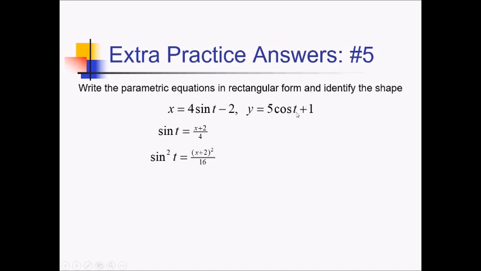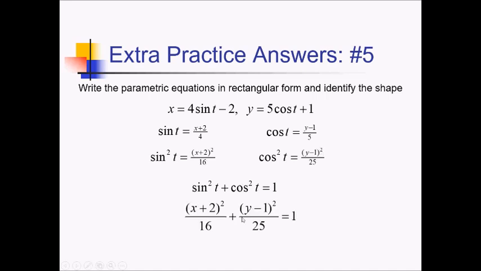Over here with the cosine one, I'm going to subtract 1 and divide by 5 to get something that equals cosine. And then if I square both sides here, I've got cosine squared equals y minus 1 squared over 25. So now I have the identity sine squared plus cosine squared equals 1. So x plus 2 squared over 16 plus y minus 1 squared over 25 equals 1.